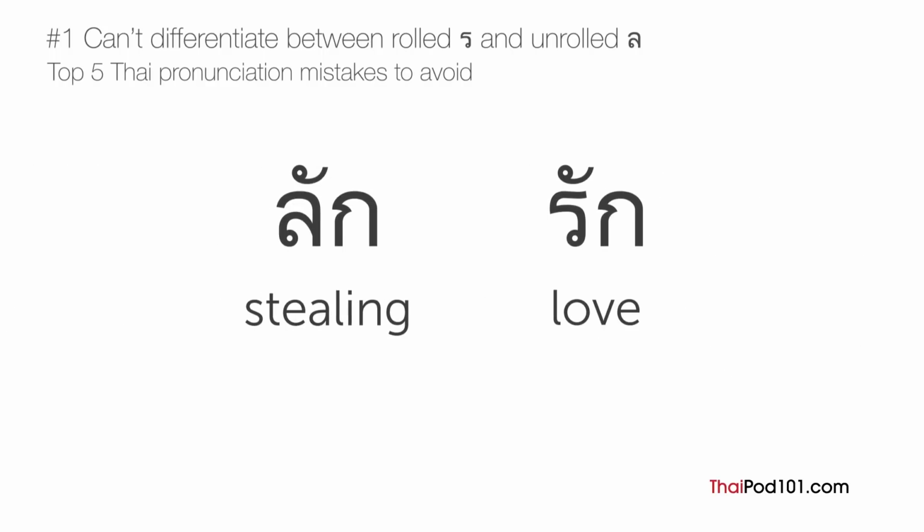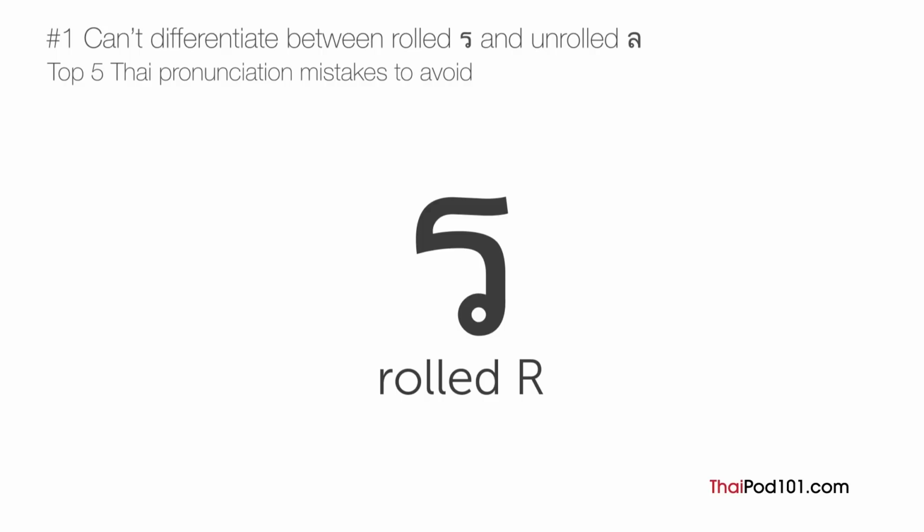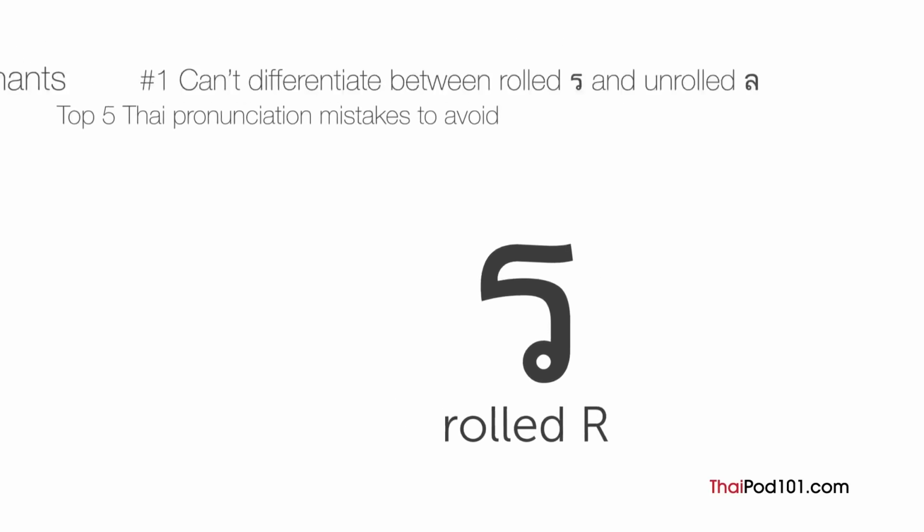If you can't contrast the sounds clearly, you might mistakenly say the word for stealing รัก instead of the word for love in Thai. รัก As you can see, it's crucial that you do not make this mistake. To correct this problem, you'll have to learn the proper way to pronounce the rolled R sound in Thai. But don't worry, stick with us and we'll teach you the trick to pronouncing this sound in Lesson 6.